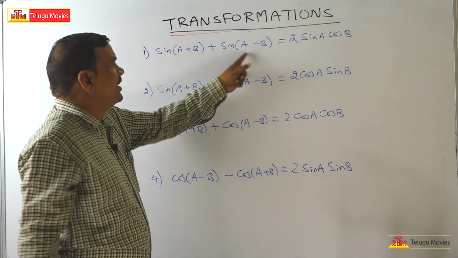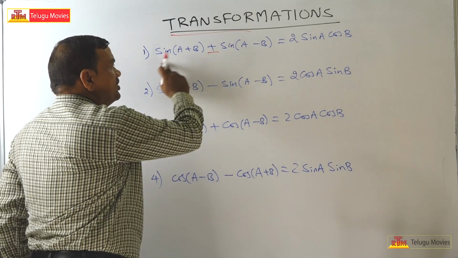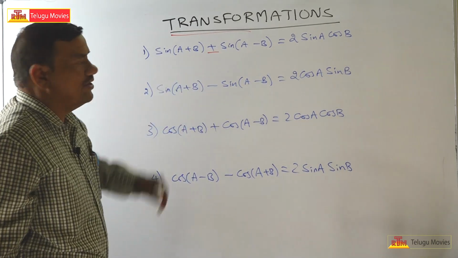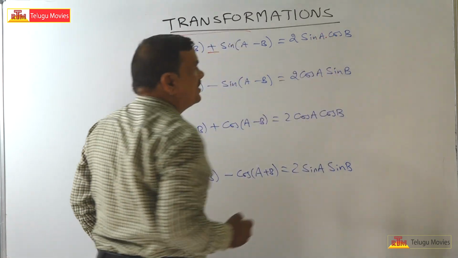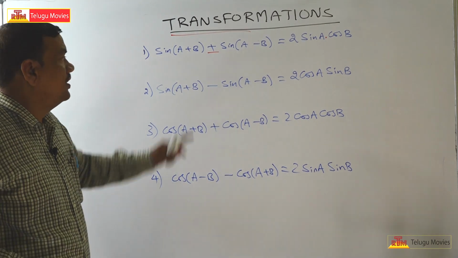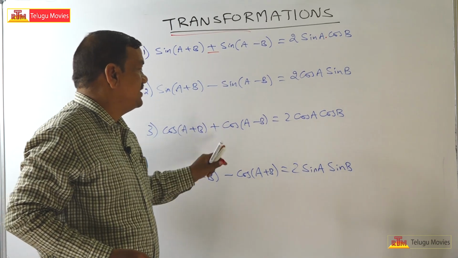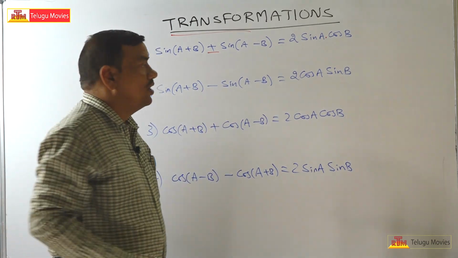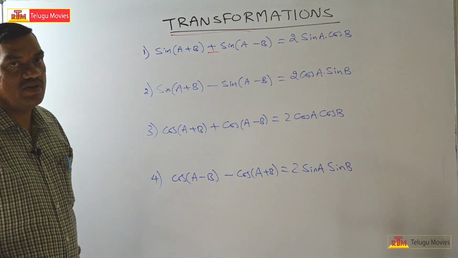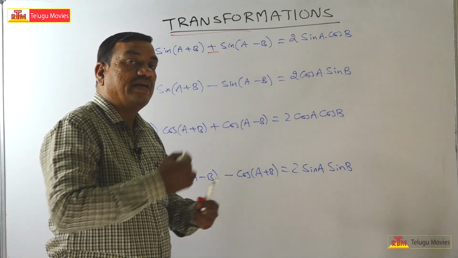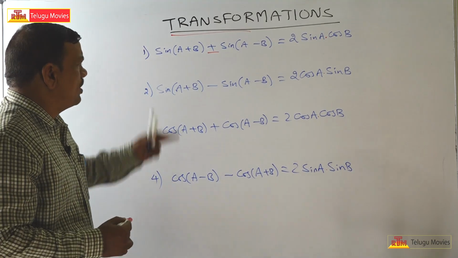Here, between two trigonometric functions, what is there? Plus is there. Whatever the two trigonometric functions may be, the sign we have is plus. Then between them, what did we get? Multiplication. Here plus is there, here minus is there, and in each case we got a product between two trigonometric functions. That means the plus and minus become multiplication. That is called transformation.